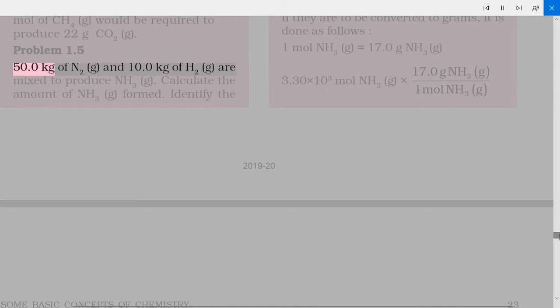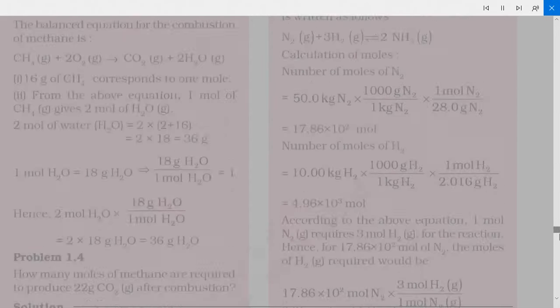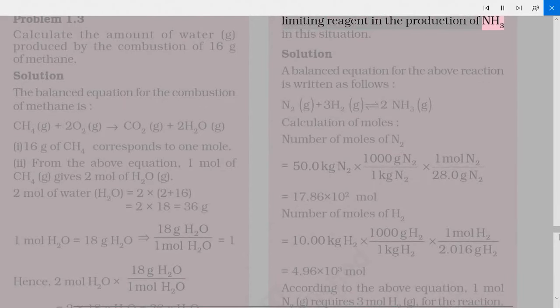Problem 1.5. 50.0 kg of N2(g) and 10.0 kg of H2(g) are mixed to produce NH3(g). Calculate the amount of NH3 formed. Identify the limiting reagent in the production of NH3 in this situation. Solution: a balanced equation for the above reaction is written as follows. Calculation of moles. Number of moles of N2 is equal to 50.0 kg times 1000 over 28 g.